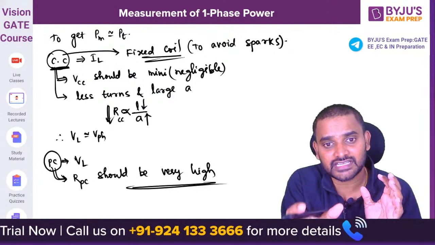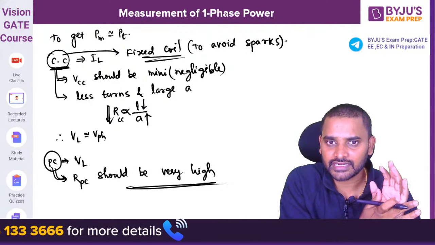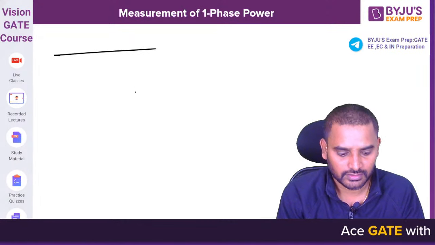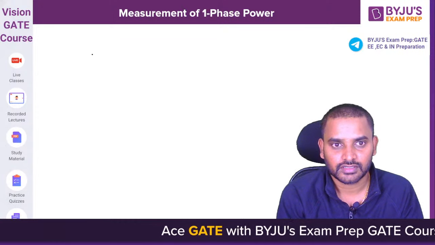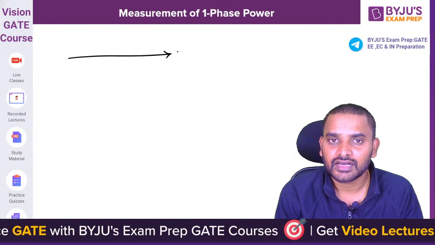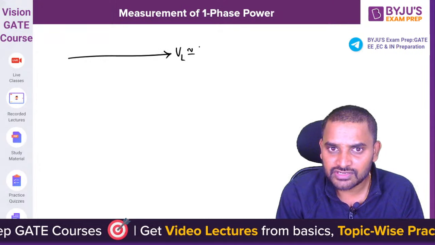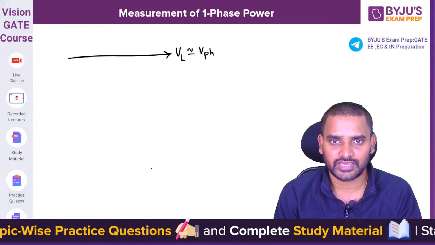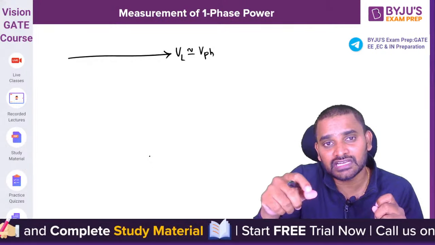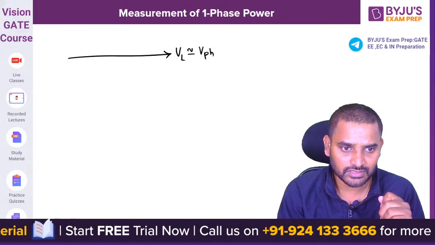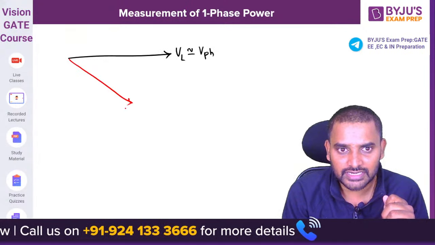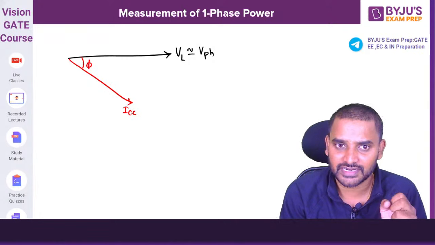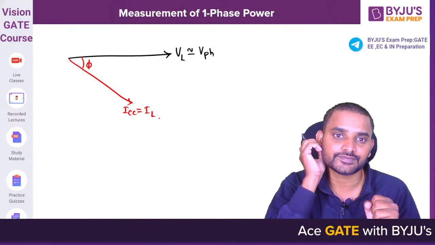Okay, let me show you, if it is highly resistive, how it will be, and if it is highly inductive, how it will be. Let us see one phasor diagram. So this is my load voltage, which is almost equals to the supply voltage because the current coil drop is almost negligible. I took the load as lagging load. Now the current flowing through the current coil is lagging with respect to load voltage by some power factor. This is load power factor angle. So current coil current is equals to load current.